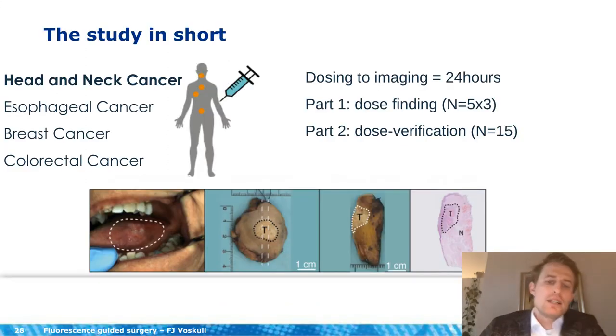And we are the ones that firstly tested this compound in the clinic. Because it's tumor agnostic, we tested the compound in a lot of different cancer types. Of course, head and neck cancer, but also esophageal cancer, breast cancer, and colorectal cancer. We again divided the study in two parts. Part one is the dose finding, again 5 times 3 patients, and part two was the dose verification of the optimal dose decided in the first part.